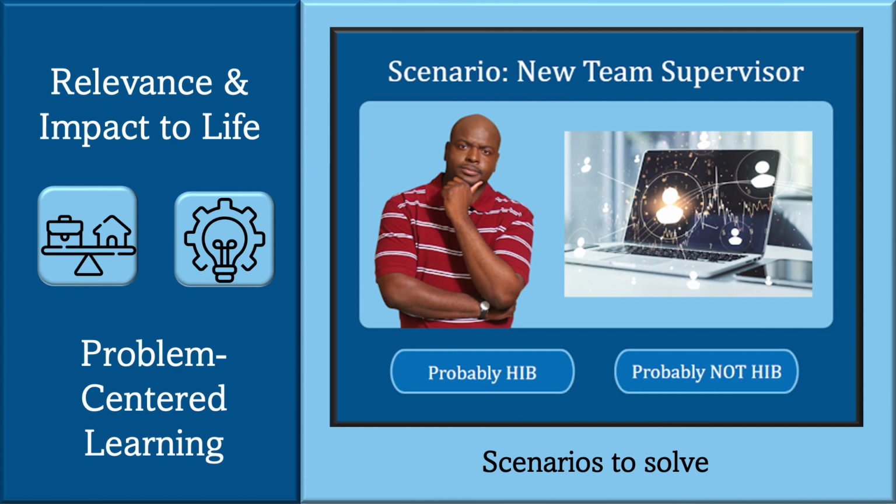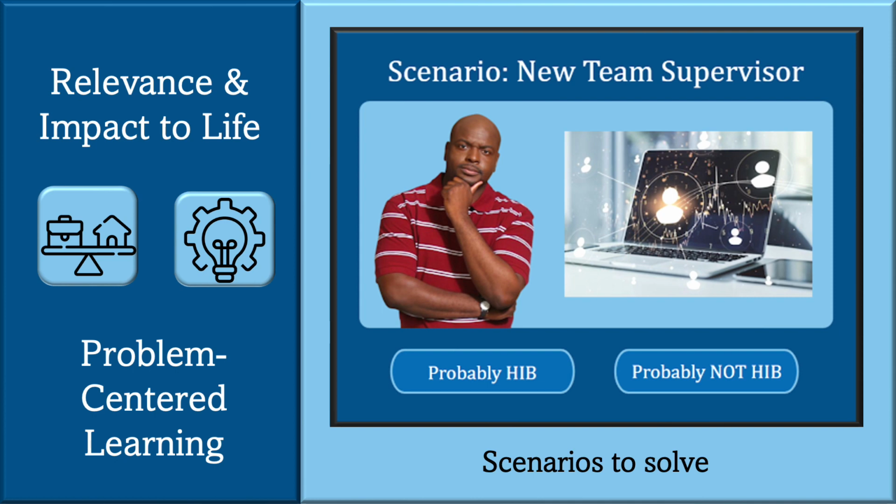In this second example, I have a screenshot of a scenario in the program. From Articulate Storyline, I selected a black male character, Edwin, wearing a red collared shirt with white horizontal stripes. He has a thoughtful expression. And to the right, there is a picture of a laptop with silhouettes of people connected by internet bands.